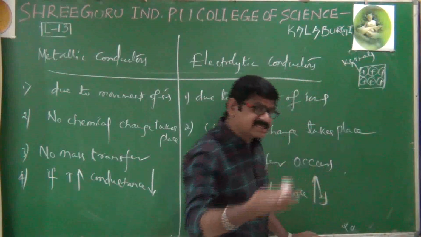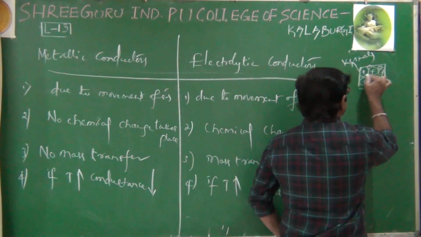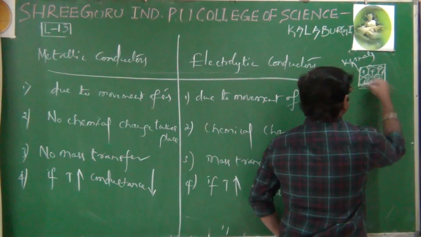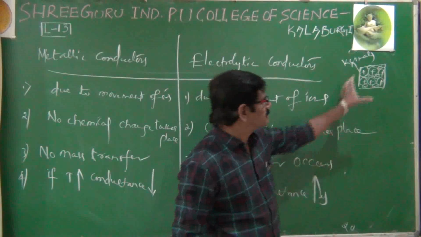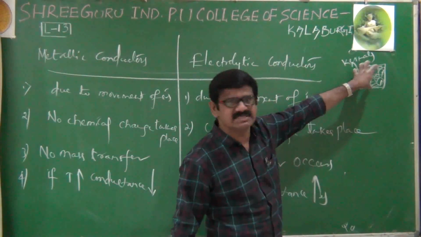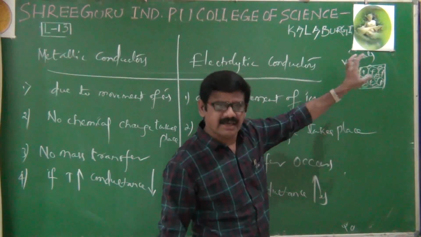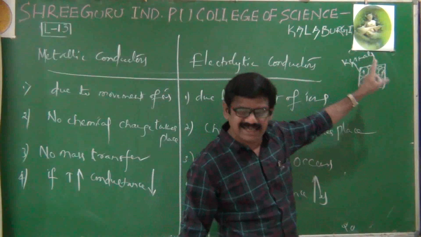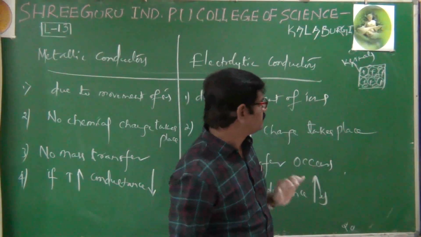And whatever electron is coming out, that electron is embedded in between the kernels. Because of plus and minus, some attraction forces are there, and this itself is called metallic bonding. This itself is called metallic bonding, and it is called the electron sea model.